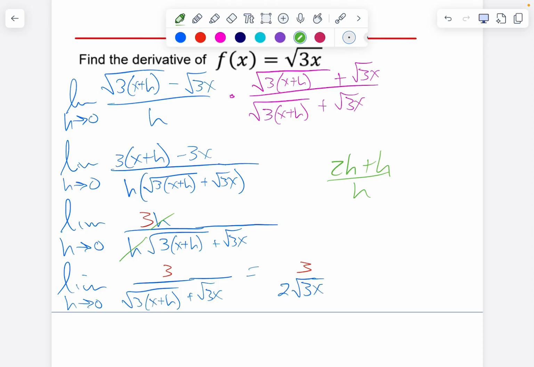No. You can't do that. If you had this, first of all, you'd want to combine your like terms, right? 2h plus h. But even if you didn't, like if let's say you didn't see that, these h's would cancel, but also those h's would cancel.